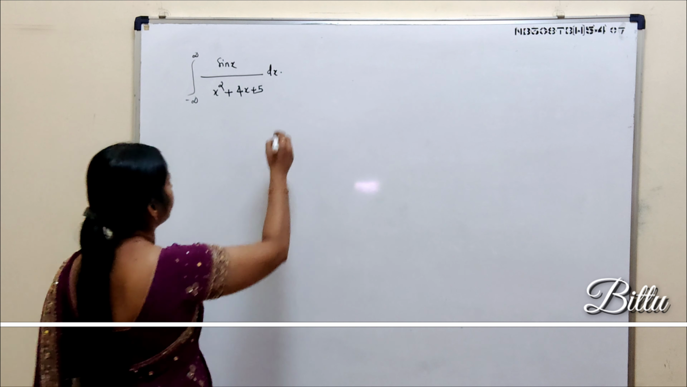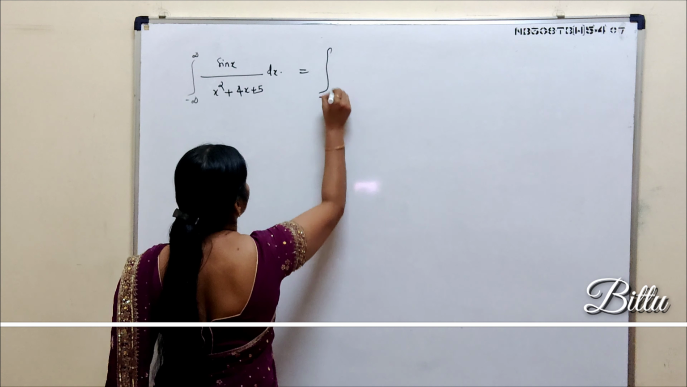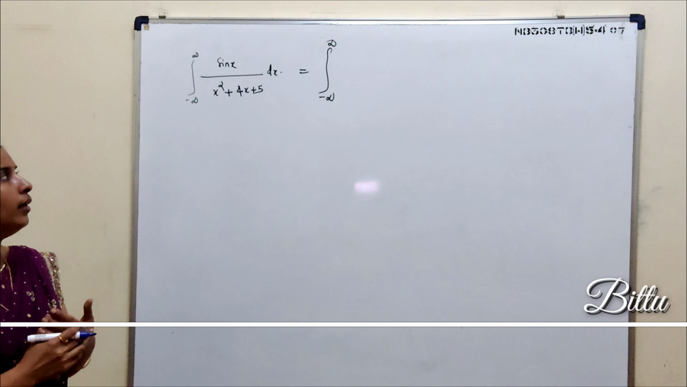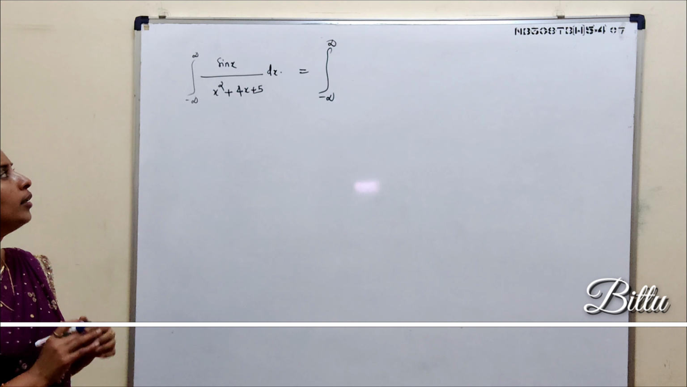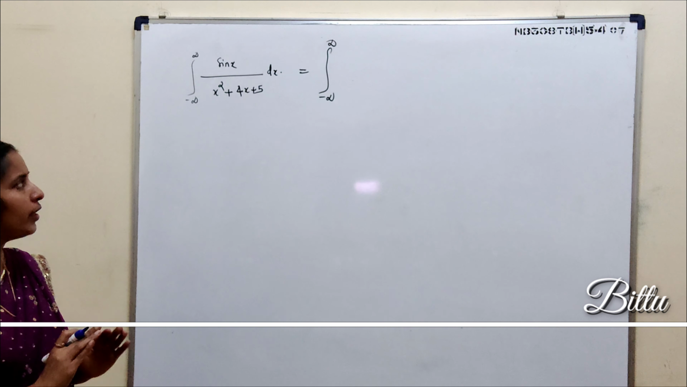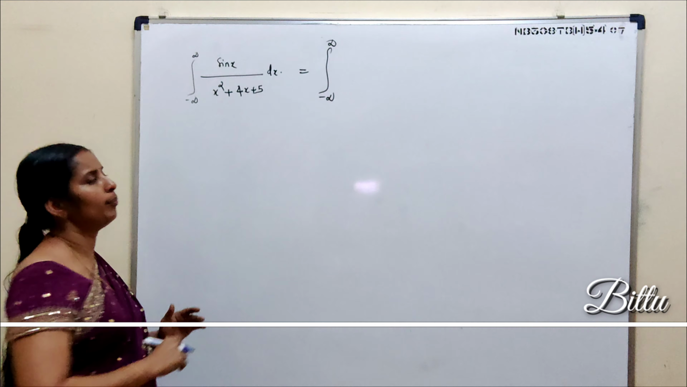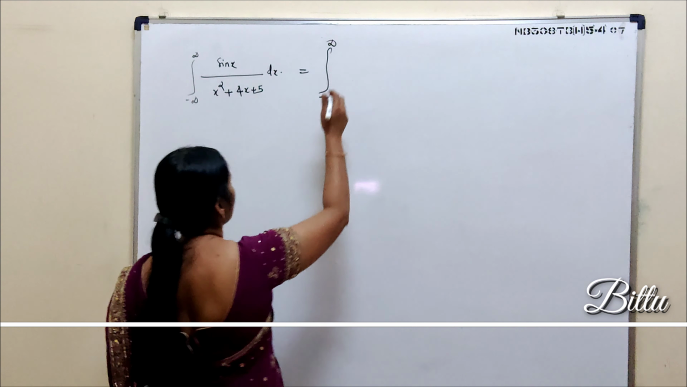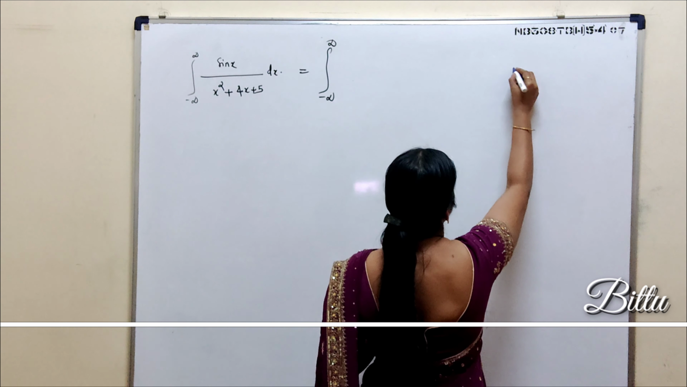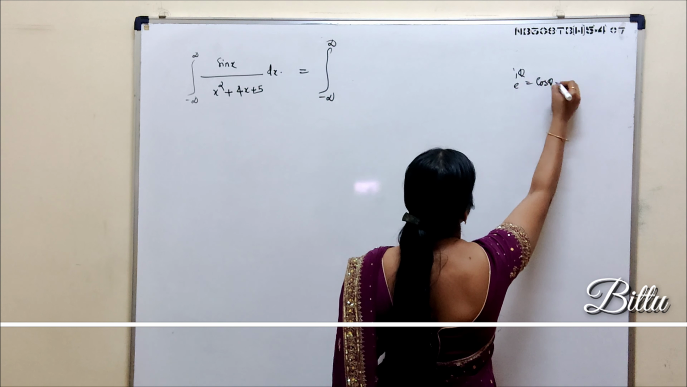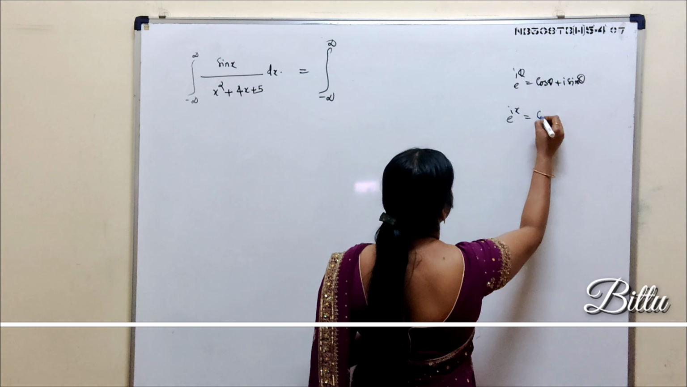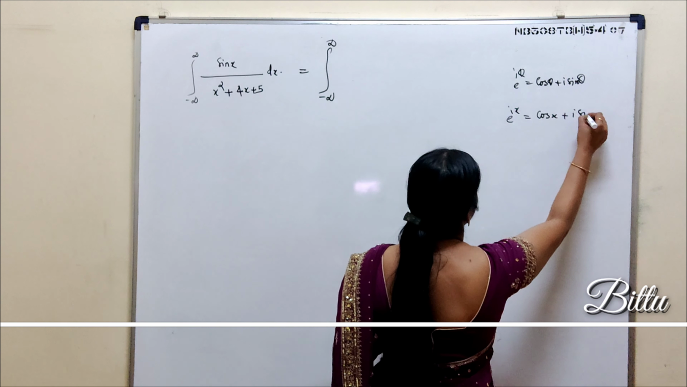See, this integral is integral from minus infinity to infinity. In this type of integral, if you find any trigonometric function in the numerator, you have to replace the trigonometric function with an exponential function. We know e raised to i theta is cos theta plus i sin theta. So we have e raised to ix is cos x plus i sin x.